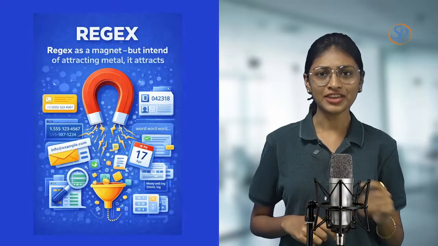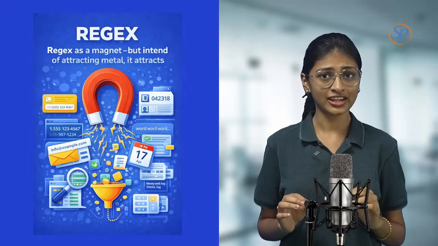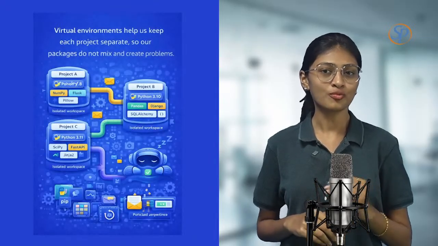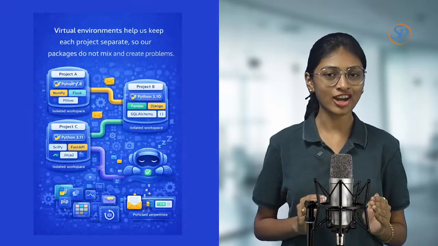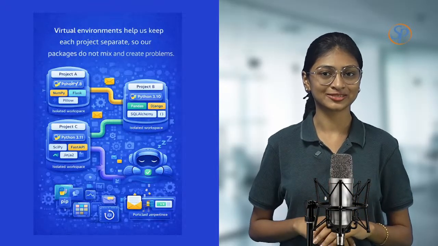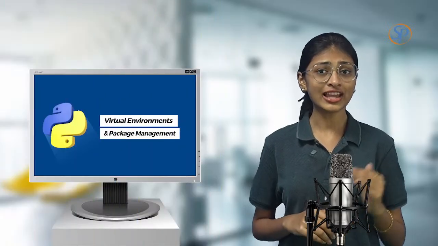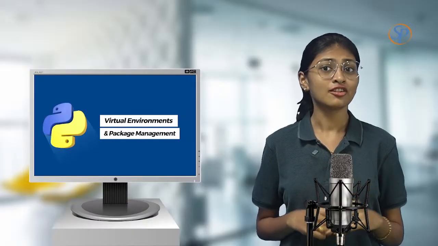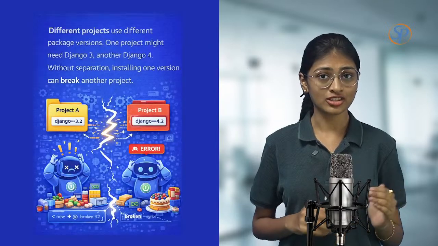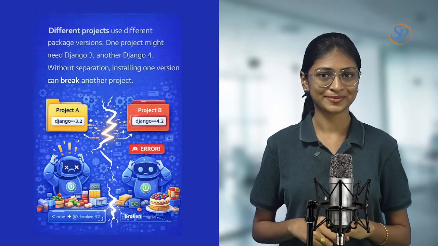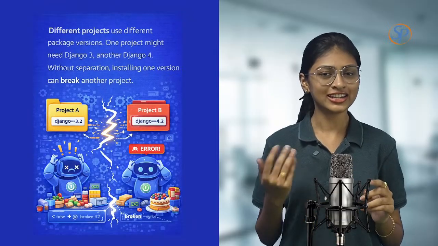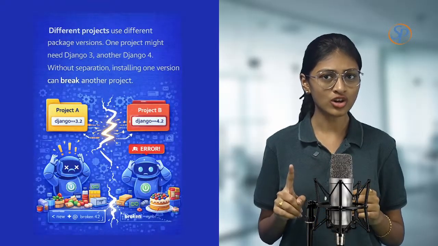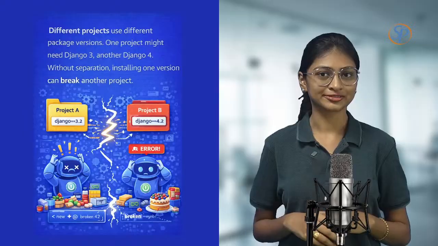In the last module, we learned about regex, how to find and clean patterns in text. Now we move to project setup and how to keep everything organized using a virtual environment. Virtual environments help you create a separate Python setup for each project. Why is this needed? Different projects use different package versions. One project might need Django 3 and the other Django 4. Without separation, installing one version can break the other project.